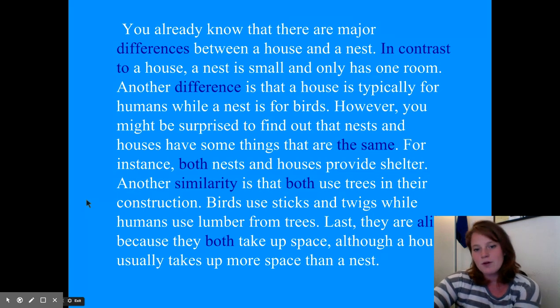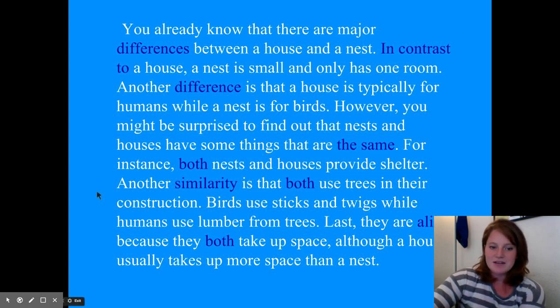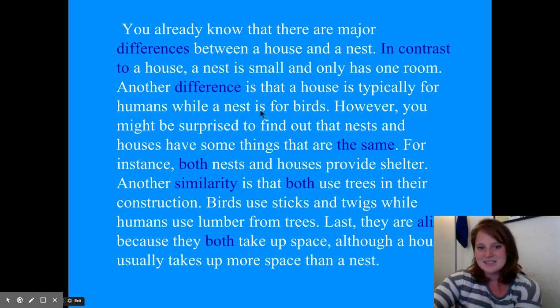So overall, when I'm walking away from this text, I want to focus on, okay, so what are the ways in which they're the same? What are the ways in which they're different? And we have a lot of details about this. So I know that the ways that they're different, is that humans use houses, birds use nests, they're different sizes.